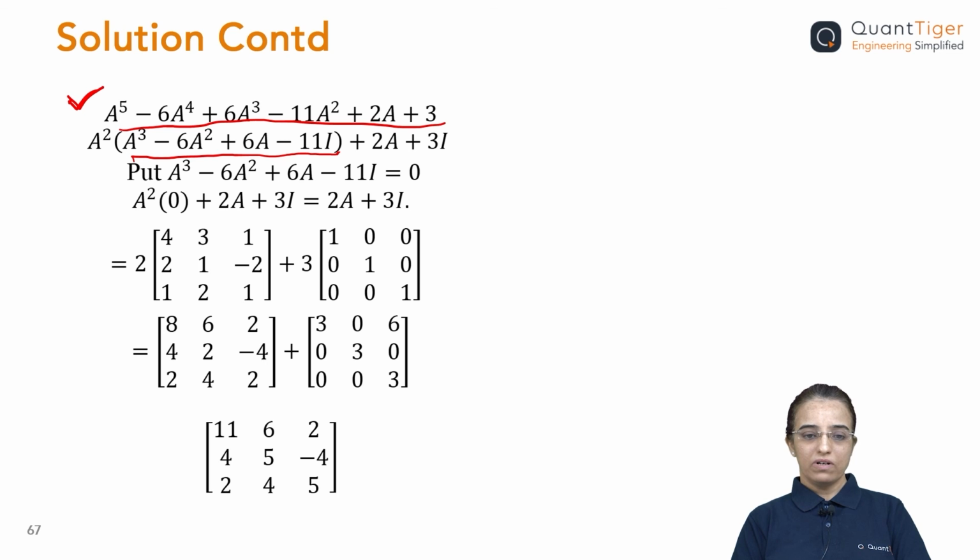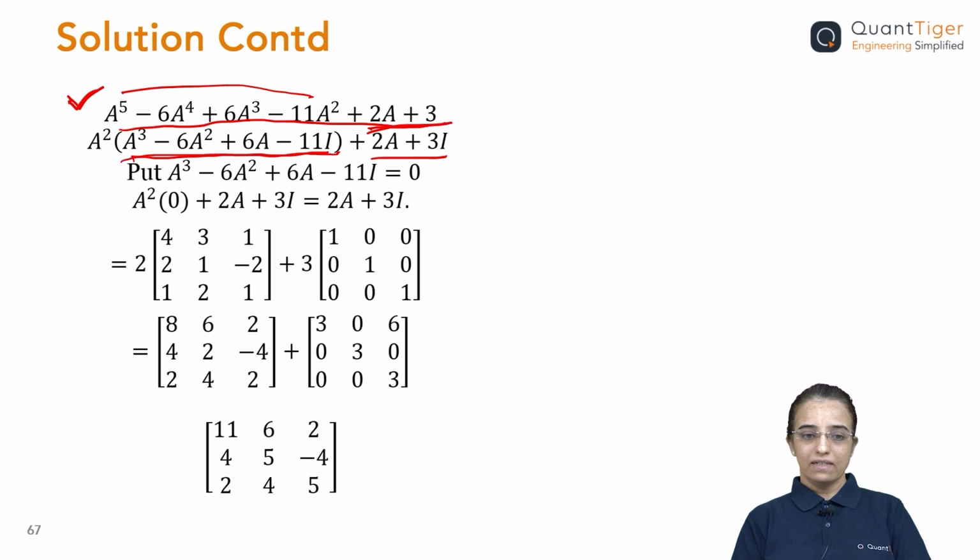So from these first 4 terms I pull that A square common. तो A square अगर मैं निकालती हूँ common तो what will be left? A cube minus 6A square plus 6A minus 11I. I is nothing but 1. यहाँ पे हम नहीं निकाल सकते common, so we just kept it outside the bracket as it is. This will be helpful. Why? Because we know the value of this one, we already found it.